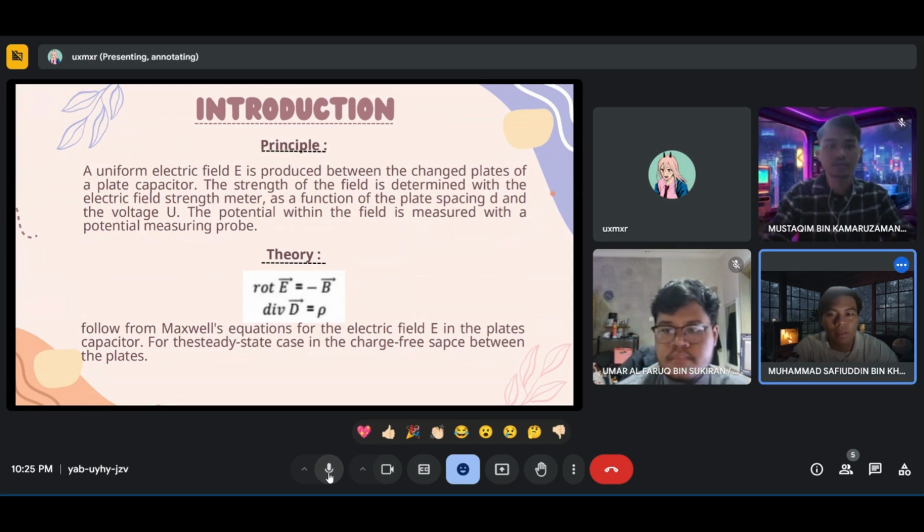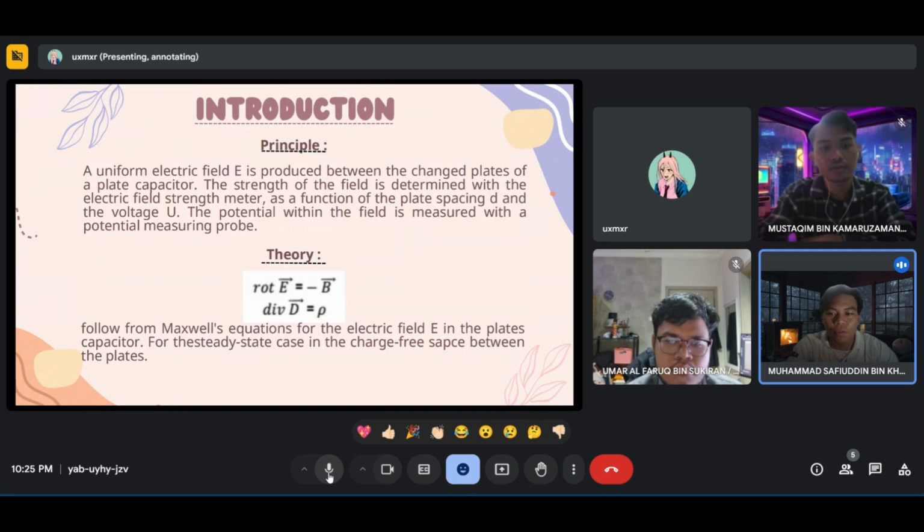Hi, today I will explain an introduction part. Principle. A uniform electric field E is produced between the charged plates of a plate capacitor. The strength of the field is determined with the electric field strength meter as a function of the plate spacing D and the voltage U. The potential within the field is measured with a potential measuring probe.